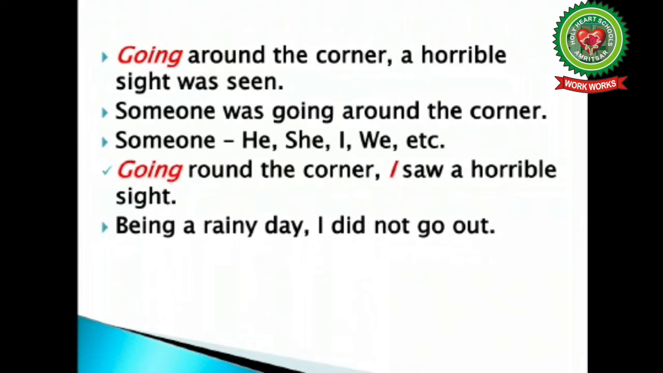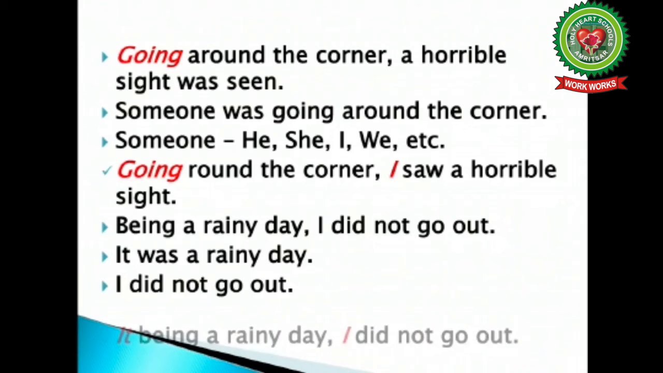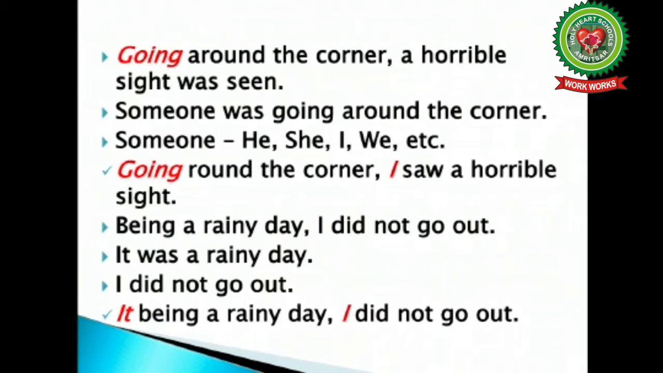Being a rainy day, I did not go out. Children, let us divide the sentence into two parts. It was a rainy day. I did not go out. We have two different subjects. So we should begin our sentence with the first subject. And our subject is it. So our answer should be: It being a rainy day, I did not go out.